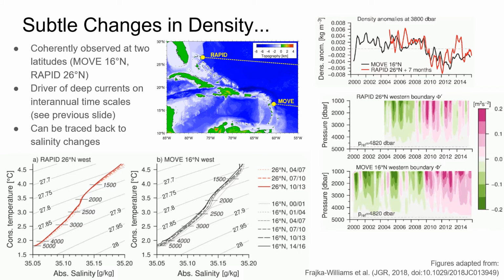The figures are from a publication by Eleanor Frajka-Williams and co-authors in 2018, which contains more details and shows that the primary driver of these changes in density is a reduction in salinity. Bear in mind that the typical instrumental accuracy of salinity observations is around 0.005 grams per kilogram, and these observations push the limits of what is observable.